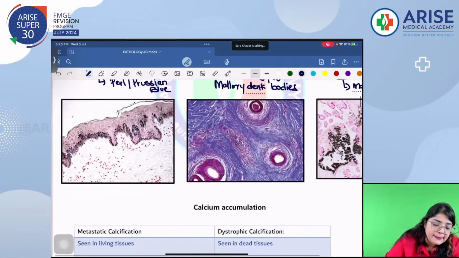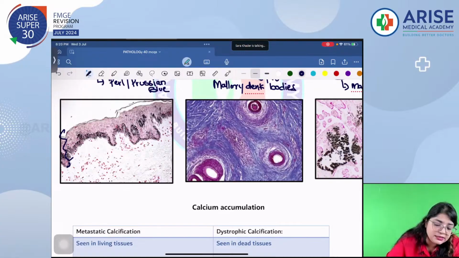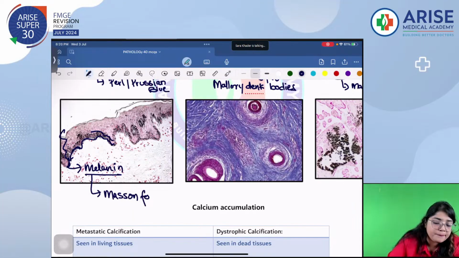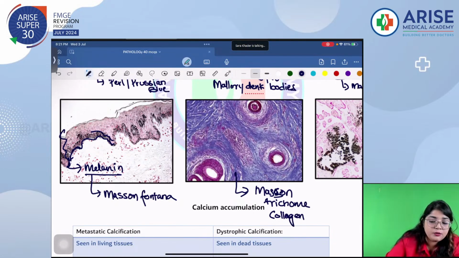What about this? You can see this is the epidermis, and in the basal part, stratum basale, what can you see? There is staining, right? And this is nothing but melanin. And what is the stain here? Masson-Fontana. What about this? As you can see, this is Masson trichrome staining the collagen blue. Collagen is stained blue.